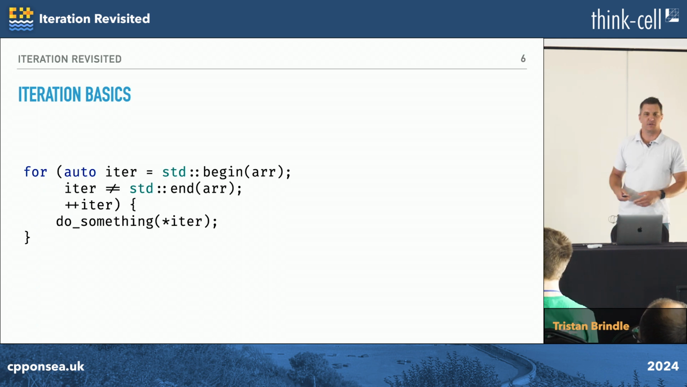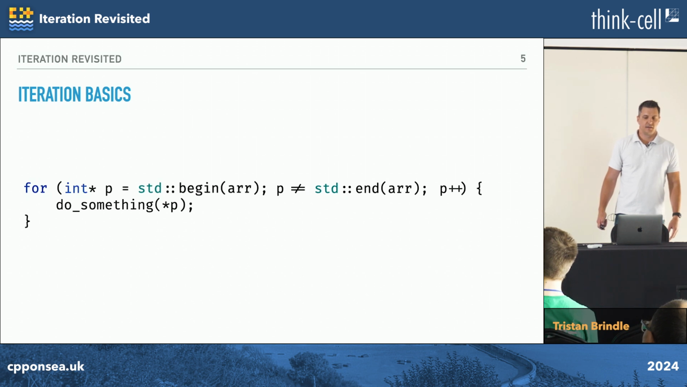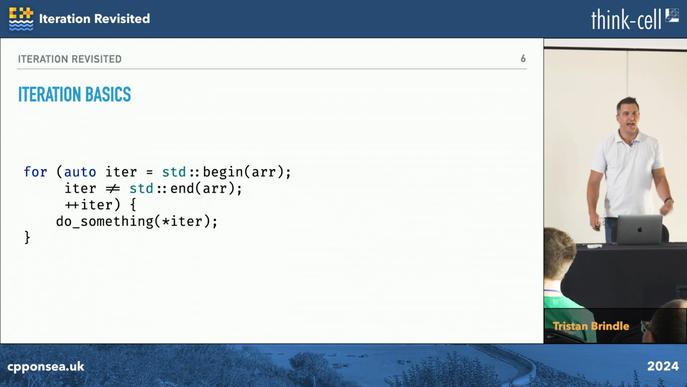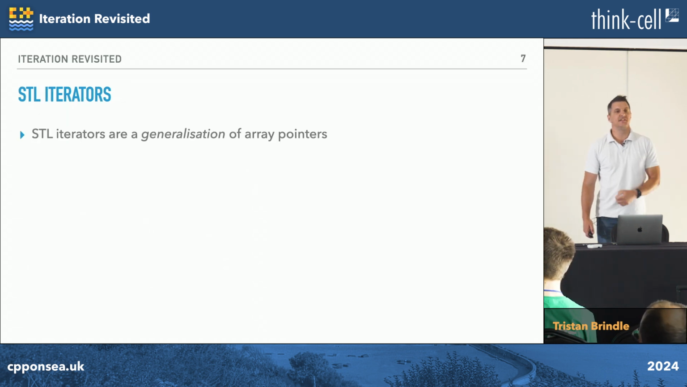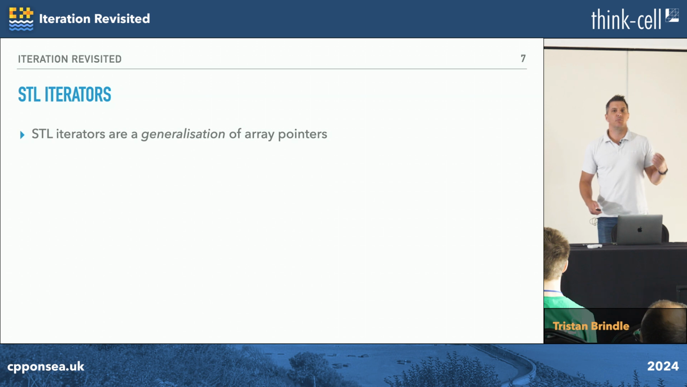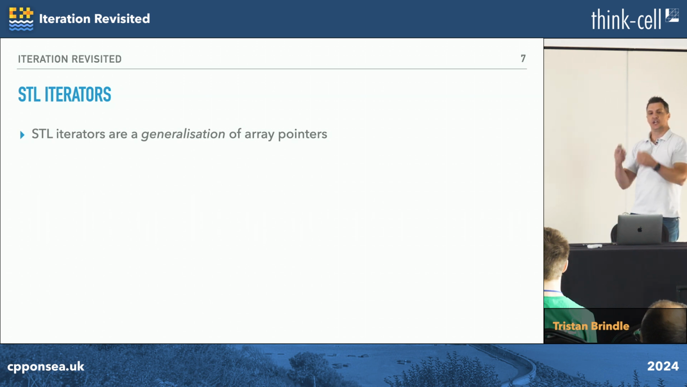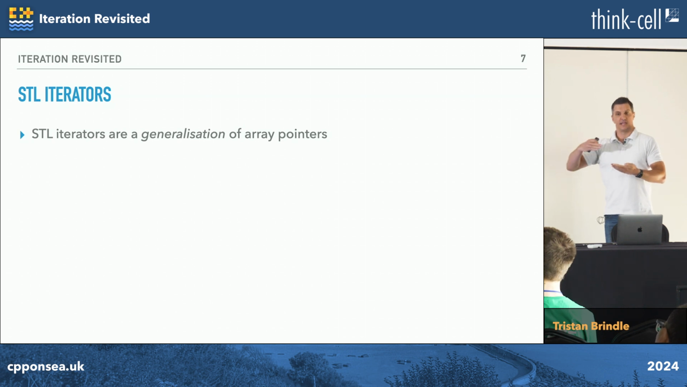It's not precisely this, but it's pretty close. So actually, this transition from here using int star to here using auto iter tells us something really interesting about STL iterators. And that is that STL iterators are a generalization of array pointers. Okay? STL iterators have pointer semantics. They are a generalization of this notion of iterating over an array by taking a pointer to each element.